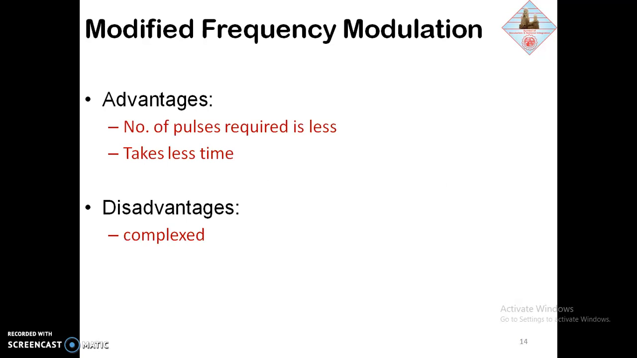Advantage of MFM is that it requires less number of pulses as compared to FM, as we have seen in the previous example. Now, due to 2 microseconds and less number of pulses, time required for encoding is also very less. As for disadvantages of MFM, the disadvantage is that it is complex, therefore encoder and decoder circuit will be difficult to implement.